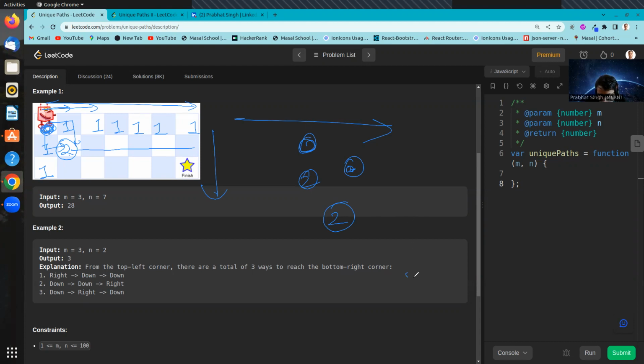So suppose you are here. Either you are required your this position and this position always. So it's very easy now. Suppose I and J, so what will this position be? I minus one, J. No, no, no. Why?